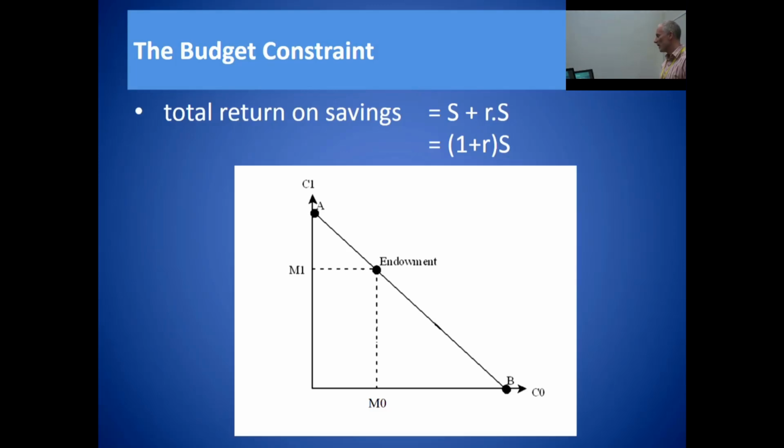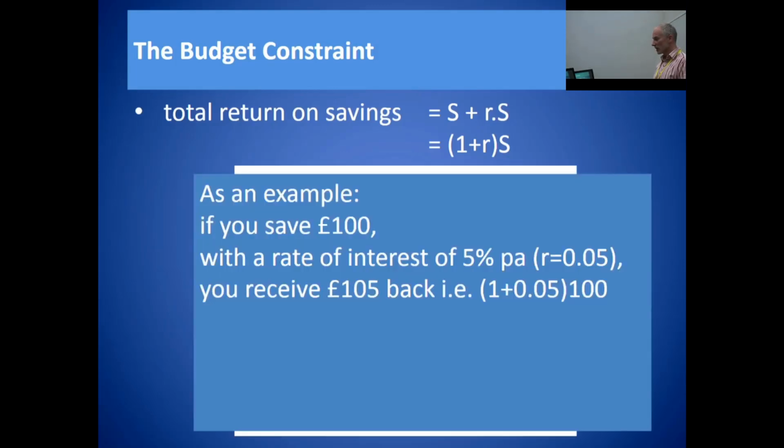So just to put some numbers in there for you, let's say that you saved £100. You're choosing to save £100. Well, the rate of interest is 5%. So in terms of how we specified R, remember, I said it's a proportion between 0 and 1. So if the rate of interest is 5%, that means R is 0.05. How much will you get back? £100 is a 5% return on that. You get back £105.